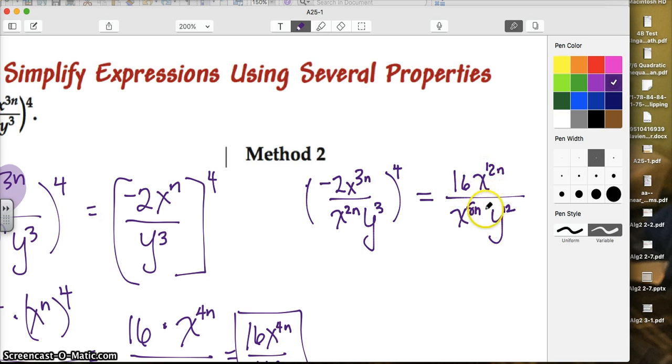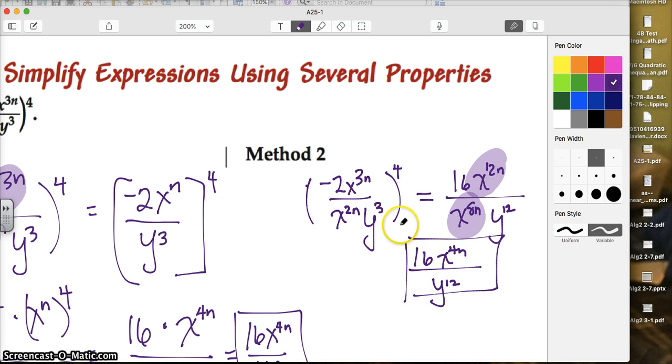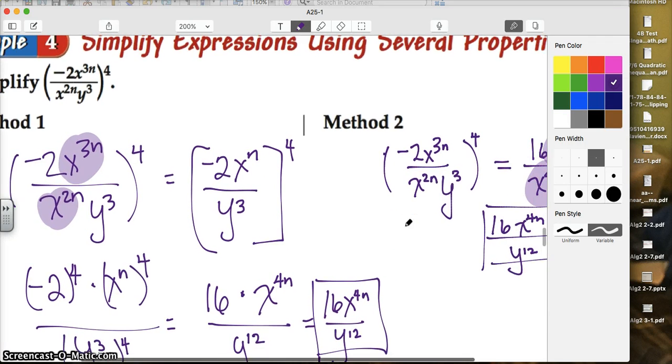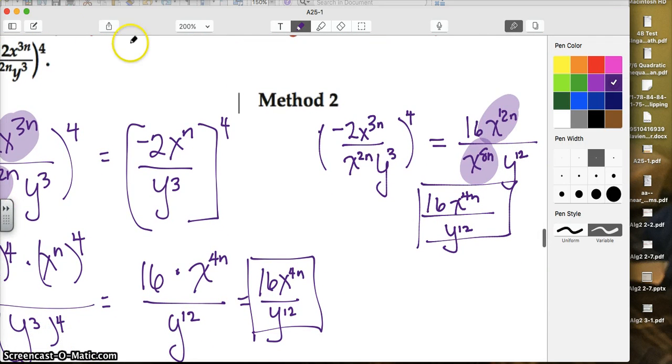And then so now I've got this same situation where I've got the same base, that x, and I'm going to subtract the exponents. So I end up with 16. 12n minus 8n is 4n. So I get x to the 4n, and in the denominator, we're still left with y to the 12th. So you notice we get the same answer either method. Your text may have done something a little bit different, and there's often a lot of different ways to handle these problems, but just know that you'll get the same answer as long as you use the rules correctly. Let's take a look at another example.